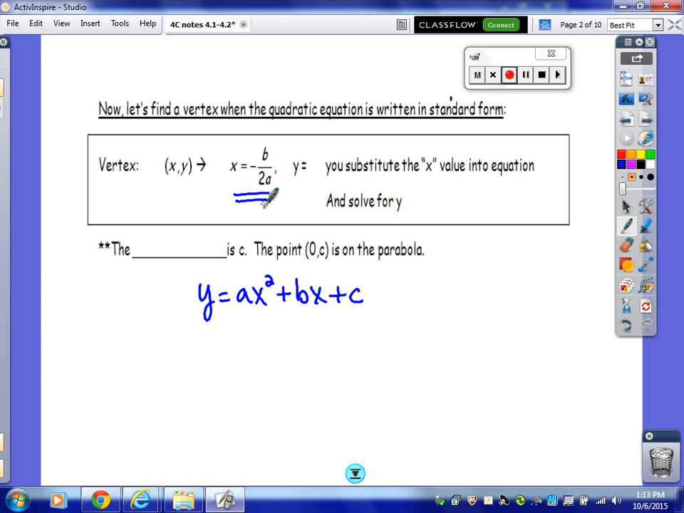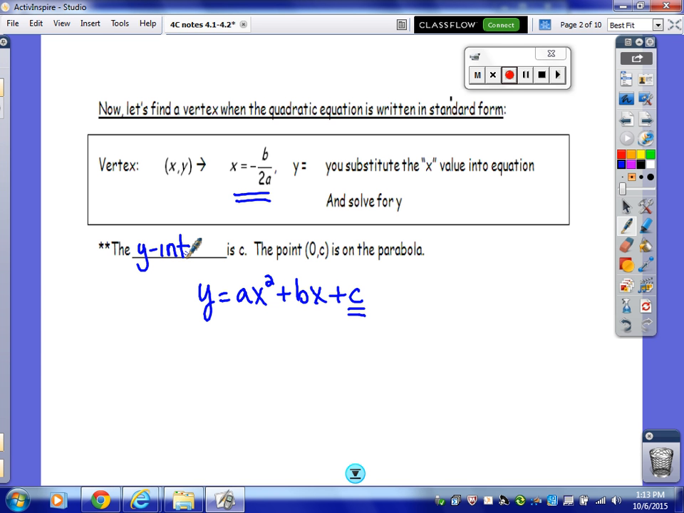So to find the x value of the vertex, x is equal to the opposite of b over 2a. And then once you find x, you're going to plug it back into your equation and find the corresponding y value. That's going to give you the vertex. Now, an easy thing with standard form, c is always the y-intercept. So (0, c) is always going to be a point on your parabola.